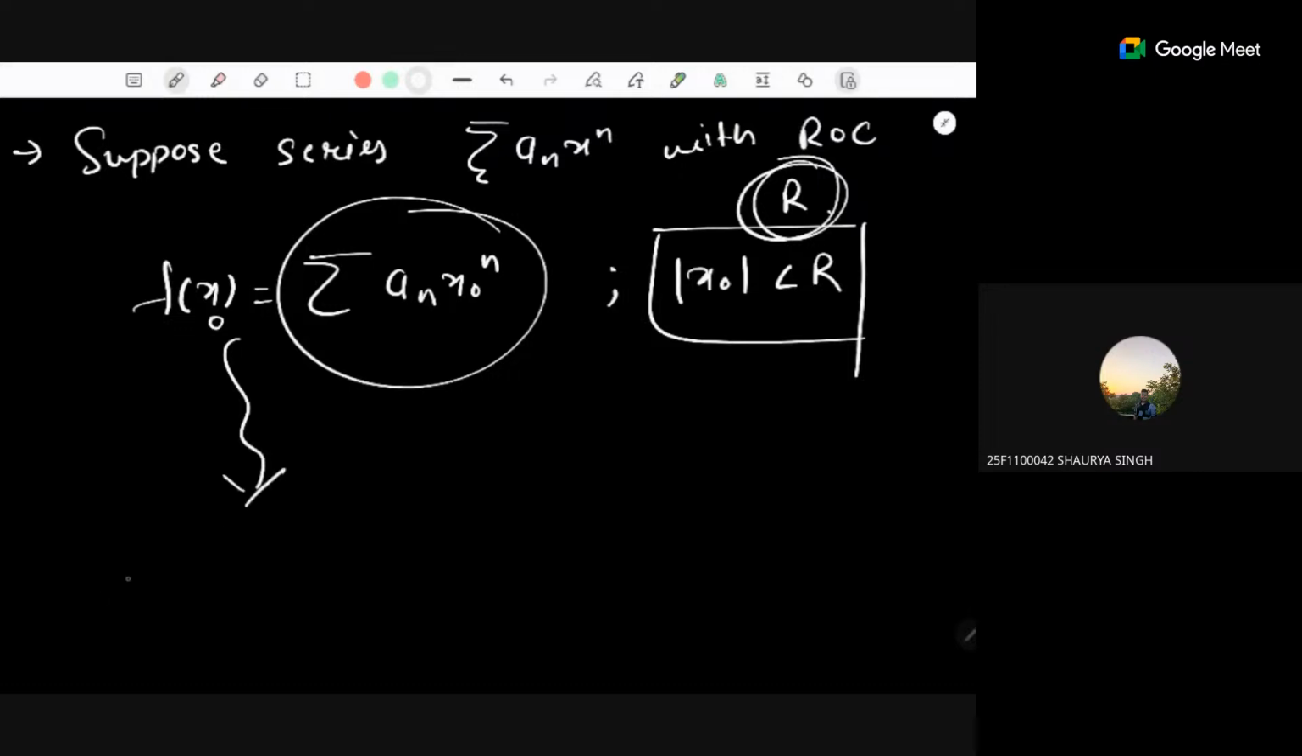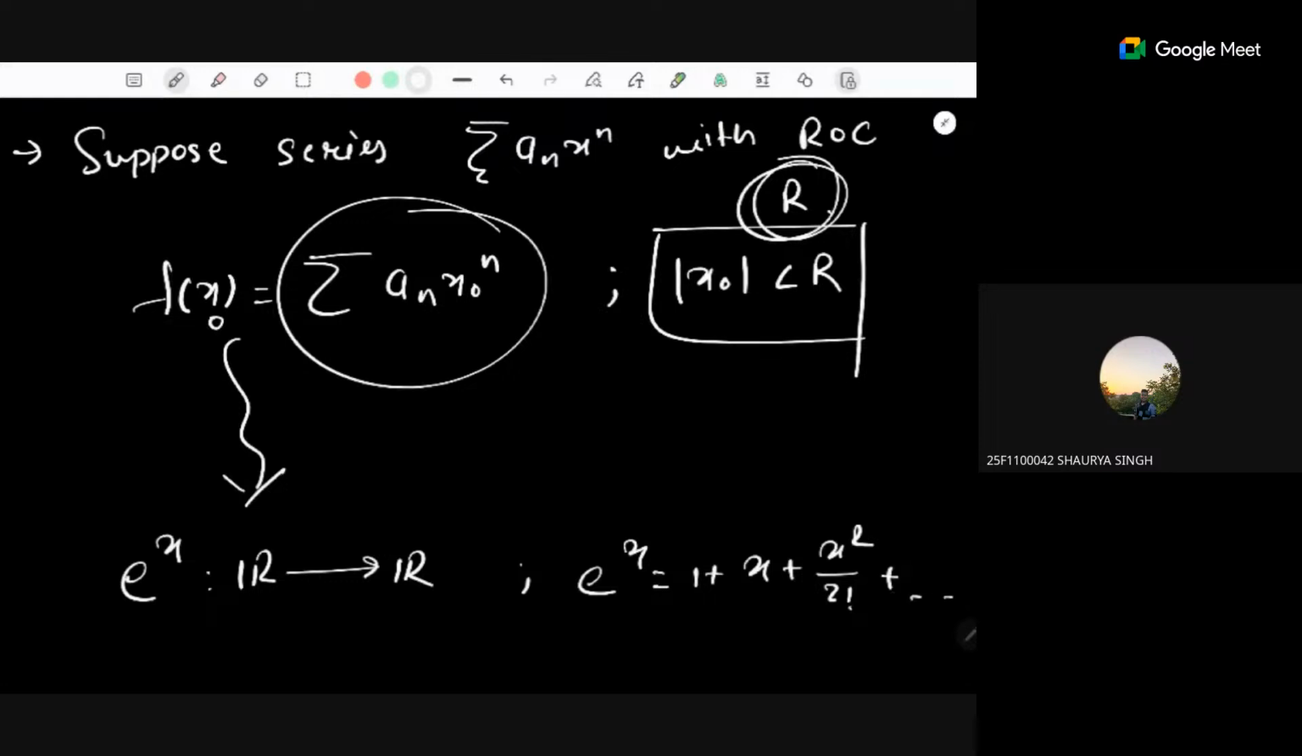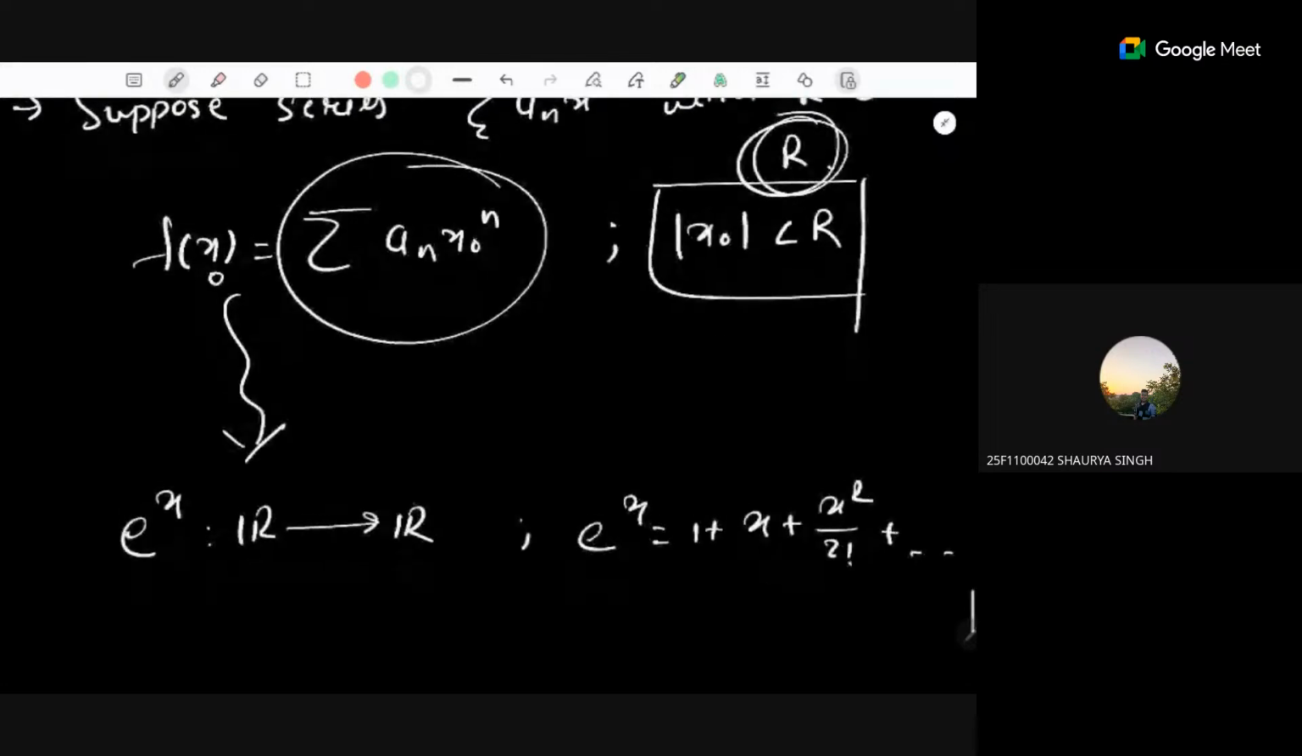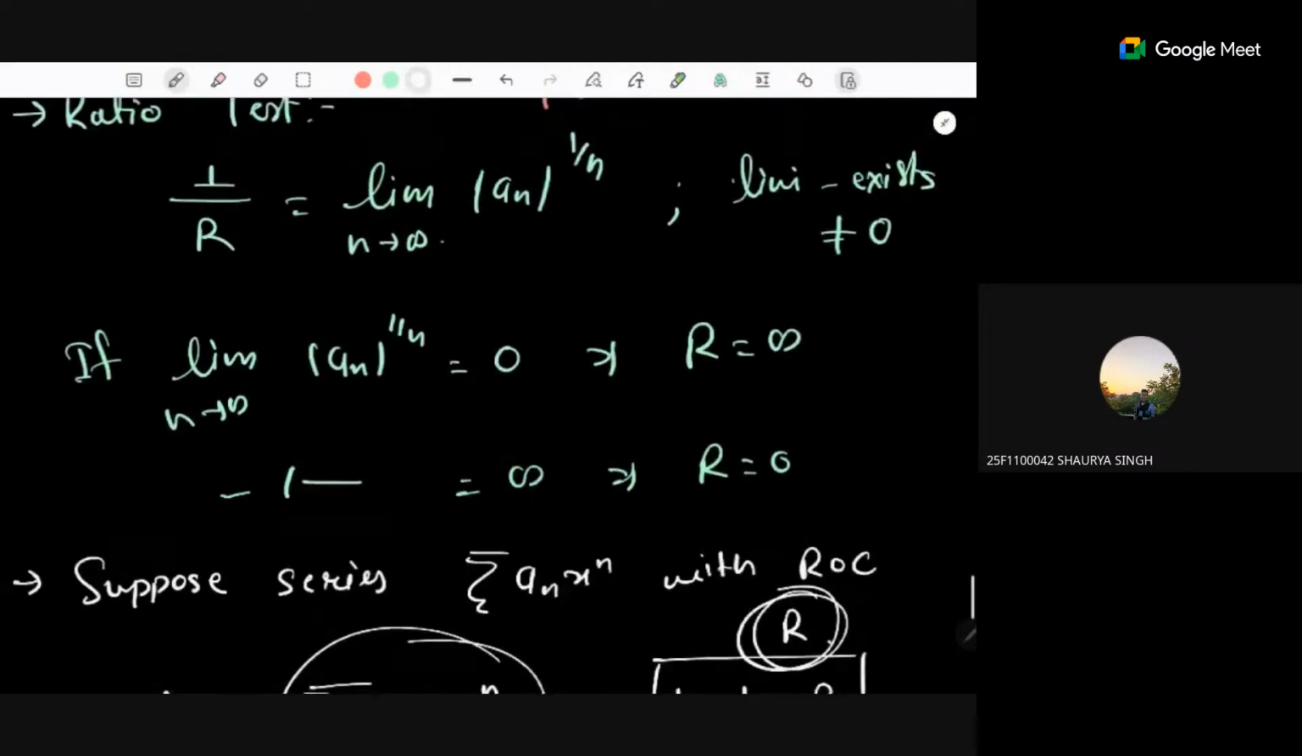We can define a function e to the power x from real numbers to real numbers whose power series is 1 plus x plus x square by 2 factorial and so on. This function gives us the answer e to the power x, whose derivative is e to the power x. So this is a summary of the power series topic.